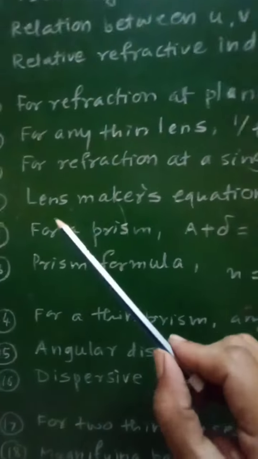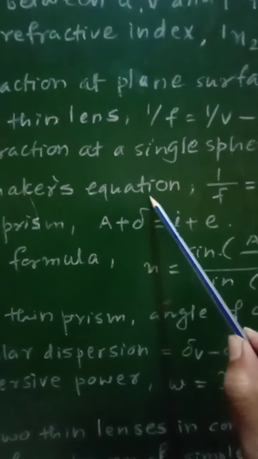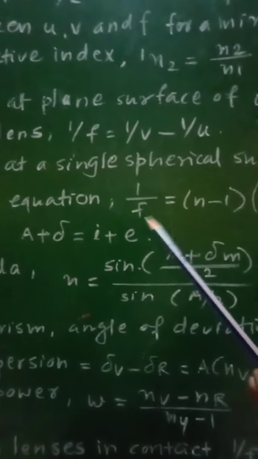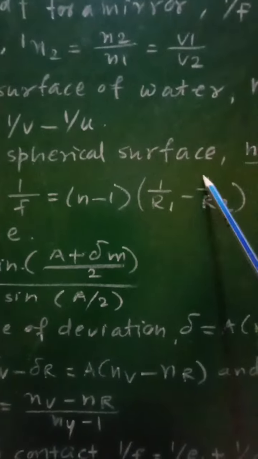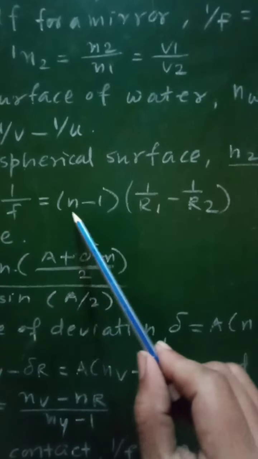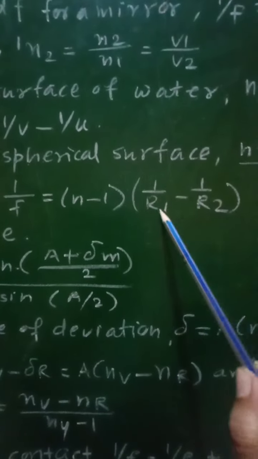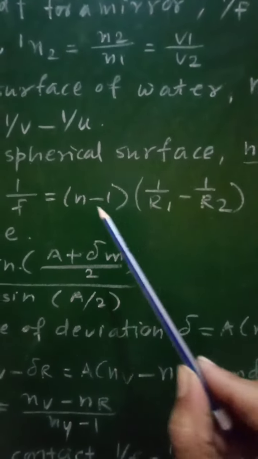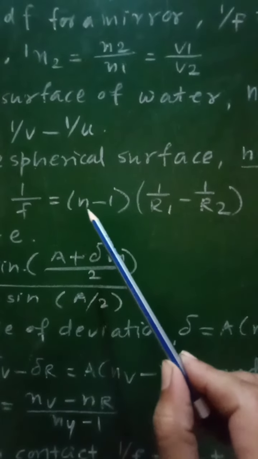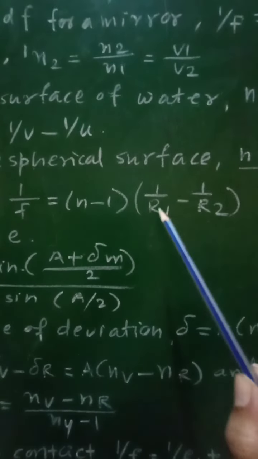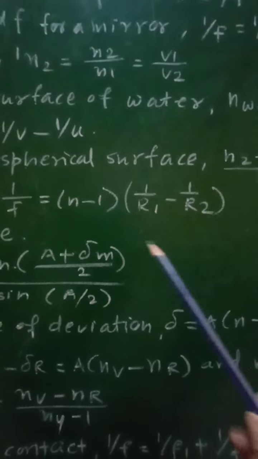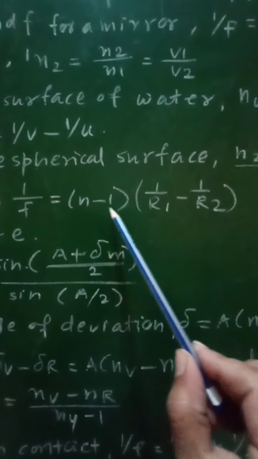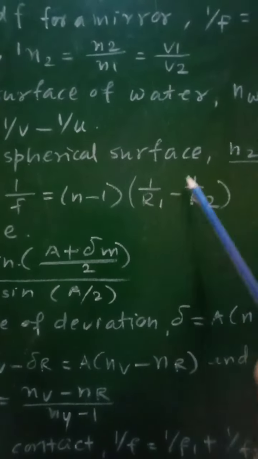Then the 11th formula gives the lens maker's equation, which is stated as 1 by f is equal to n minus 1 into 1 upon r1 minus 1 upon r2, where n is the refractive index of the material of the lens, r1 is the radius of curvature of the first surface, and r2 is the radius of curvature of the second surface.